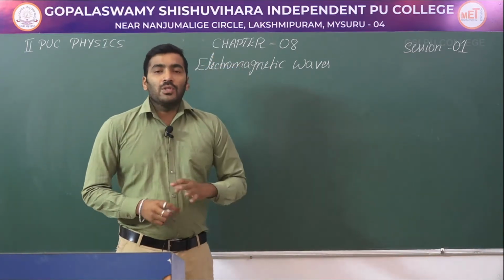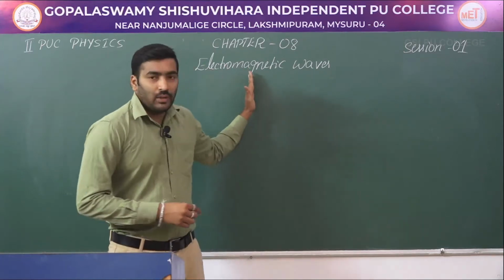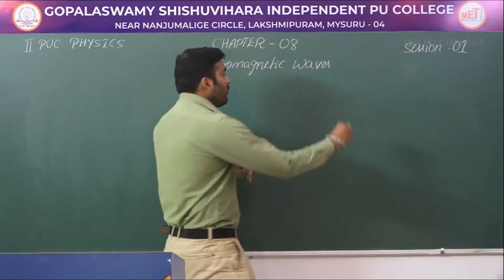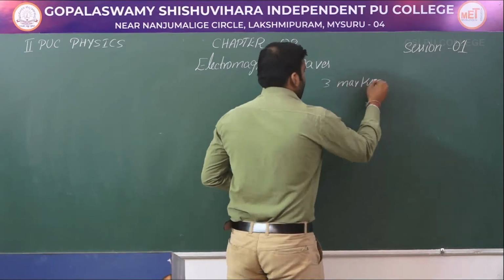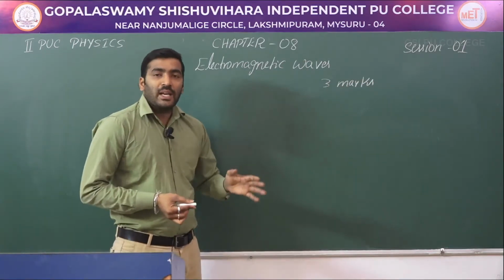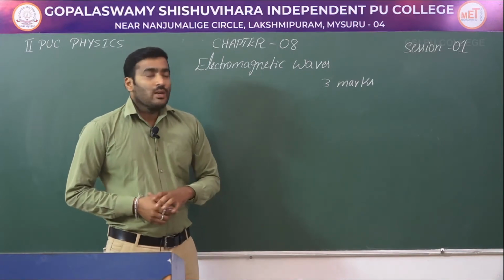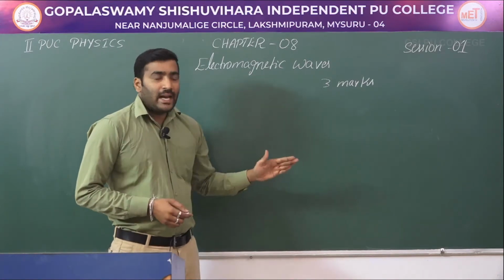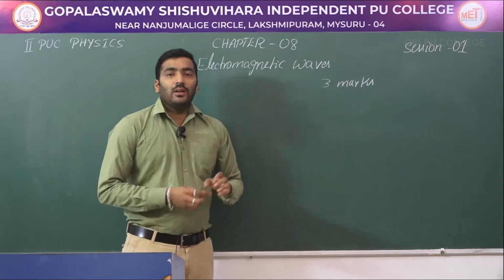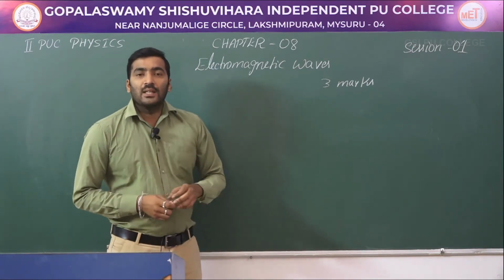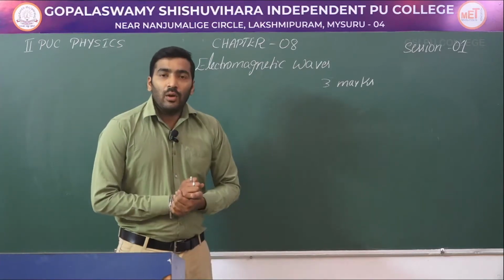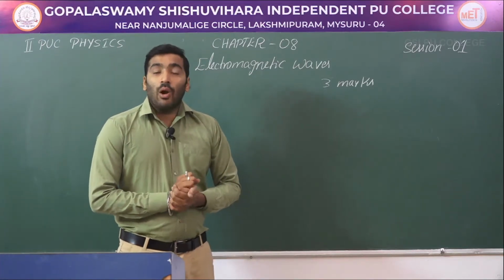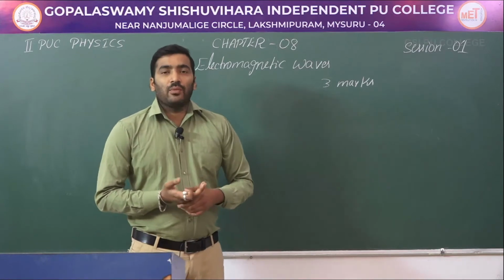From the second PUC Physics, this chapter Electromagnetic Waves will be asked for 3 marks or sometimes 2 marks. There will be a question from the first main, second main or third main. So, this chapter carries 3 marks and the questions may be asked in the first, second or third main. First of all, let us understand what are electromagnetic waves.